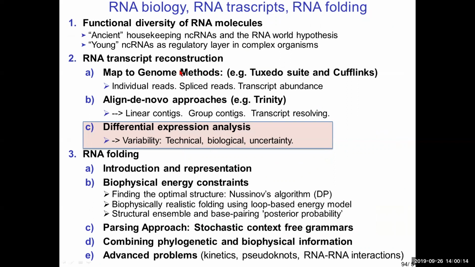All right, so these are the two approaches. The first one is you map to the genome, first the individual reads and the spliced reads, and you quantify the transcripts. The other one is that you start building these linear contigs and assemble them together into an assembly graph, which you then resolve into individual transcripts. Is everybody with me so far?